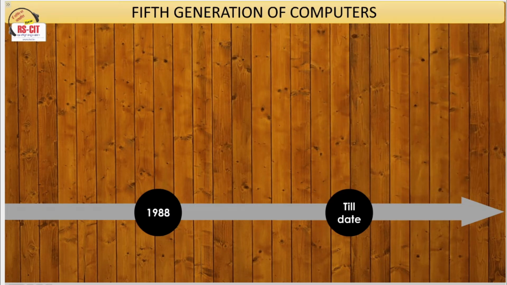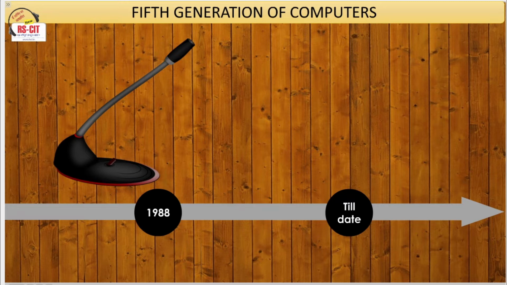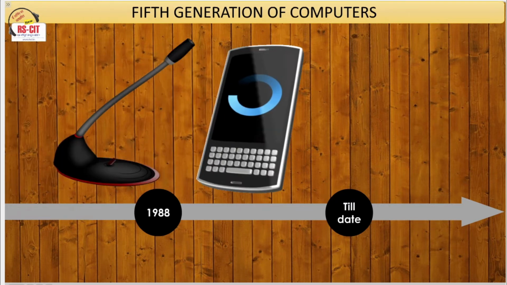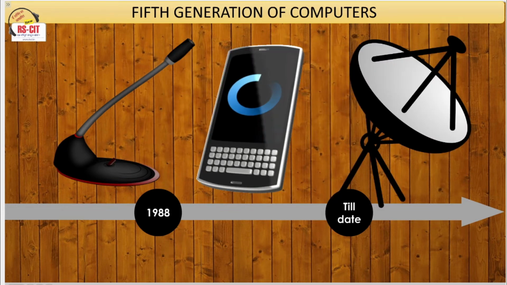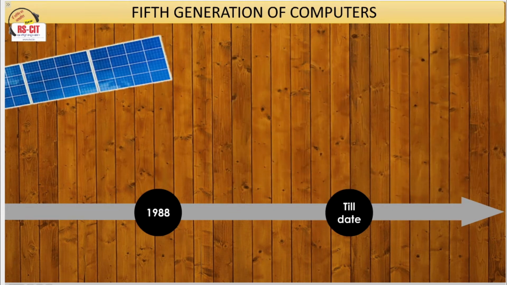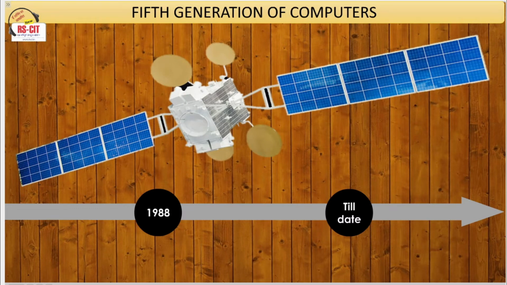Concepts like artificial intelligence, voice recognition, mobile communication, satellite communication, and signal data processing were introduced. Even machines like human brains were developed and more work is still going on these new innovations. High-level languages like Java, VB, and the .NET framework were introduced in this generation.